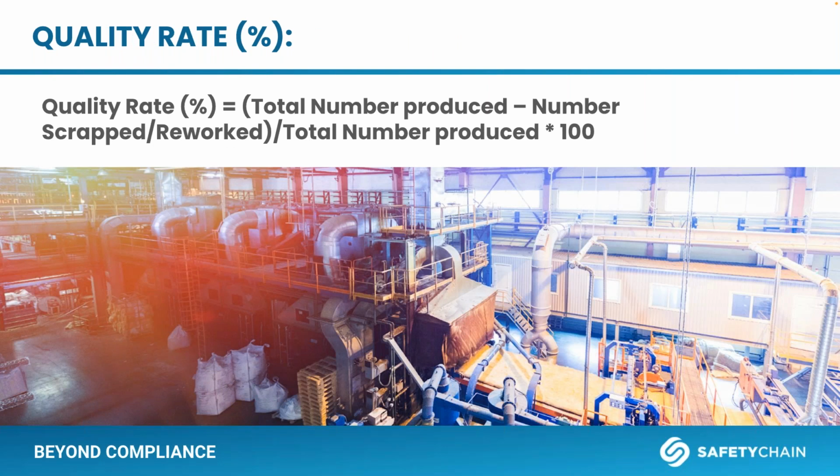Quality rate, the working definition of quality rate, is the total number that we produced minus the number that were either scrapped or had to be reworked. Some organizations would call this our yield or first pass yield. Then we divide that by the total number produced and multiply that by 100. So basically, it's the yield of good units without rework divided by our total number produced.